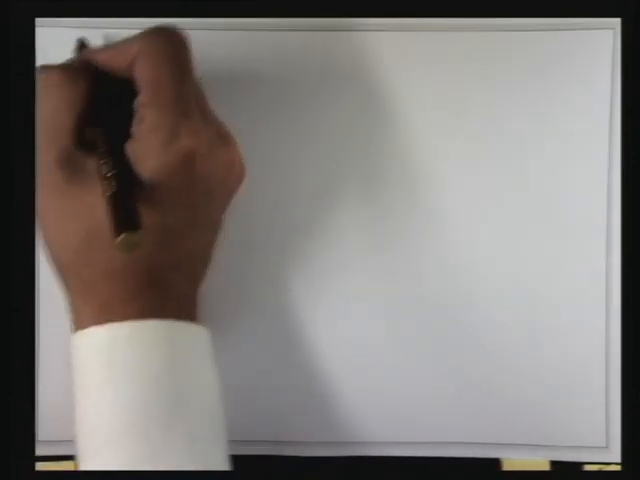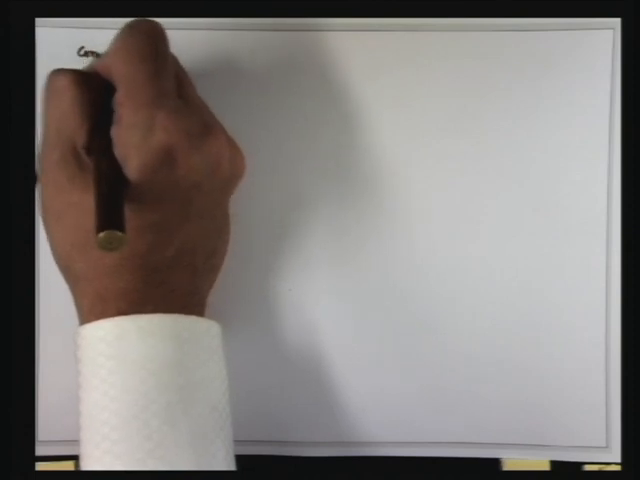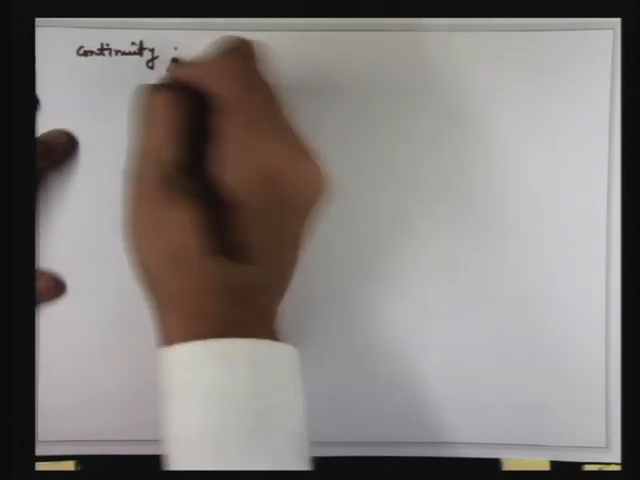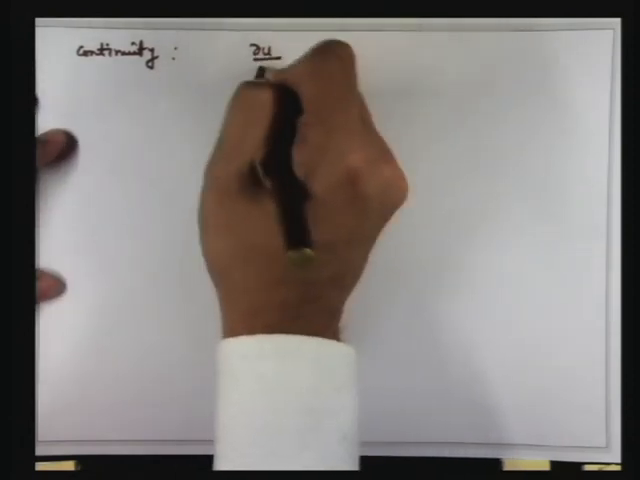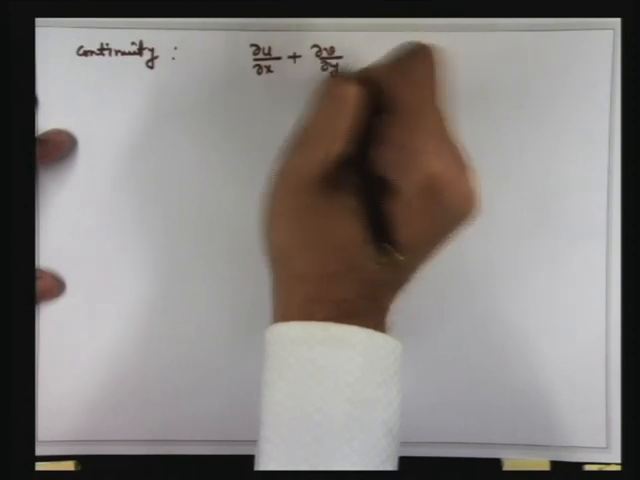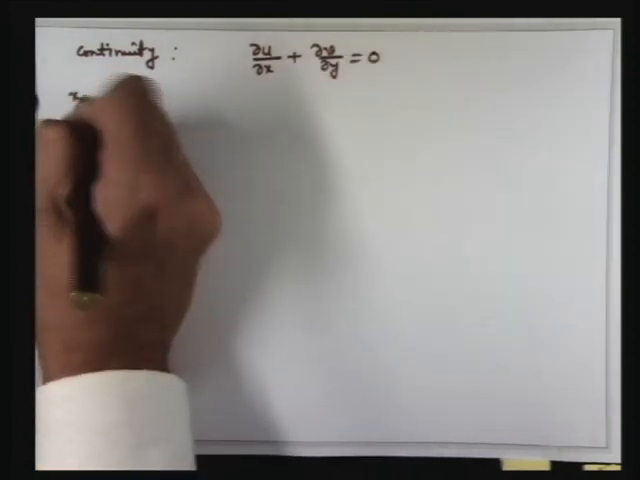And of course, because we are considering that mu is a constant, we can take mu out of the derivatives. So let us write now the continuity equation. Remember, we are considering a two-dimensional, incompressible flow. So the continuity equation, as you recall, for two-dimensional incompressible flow is this.